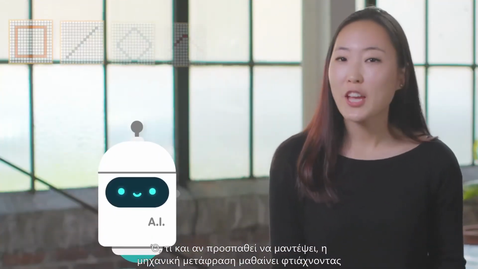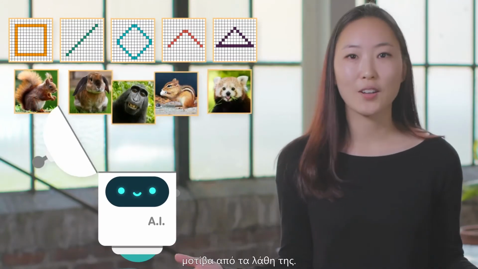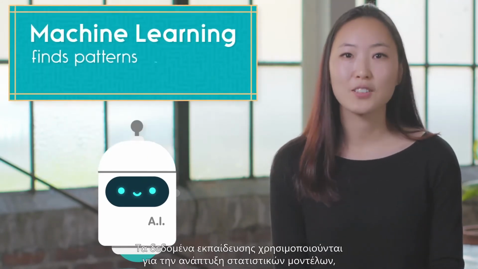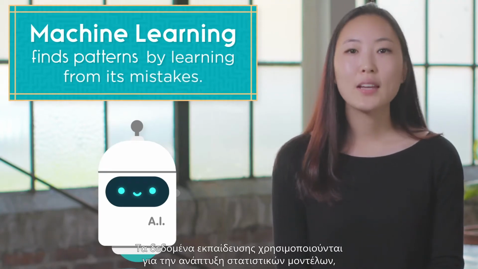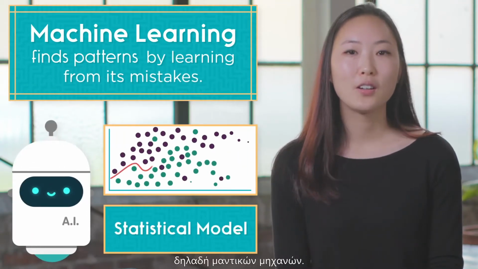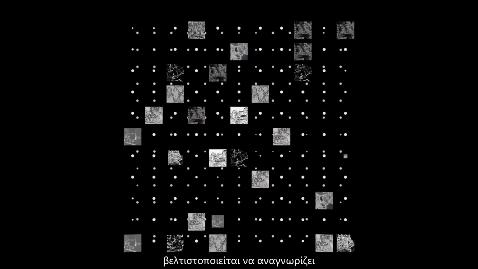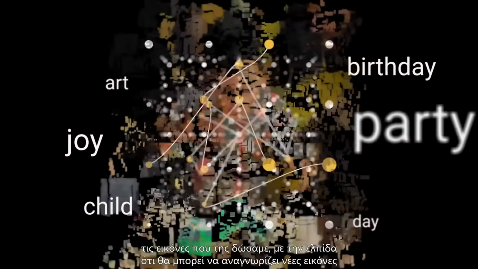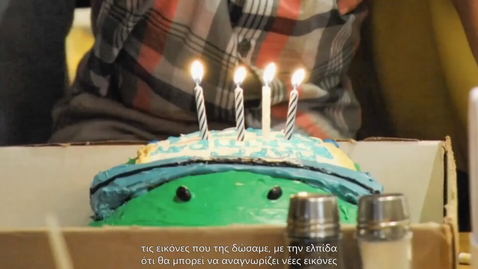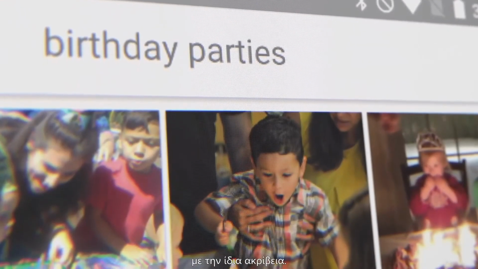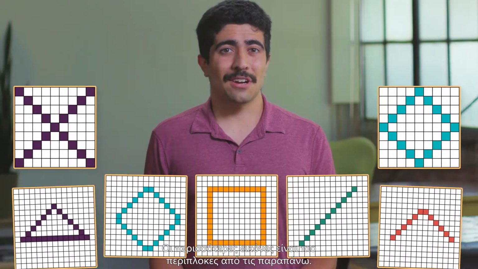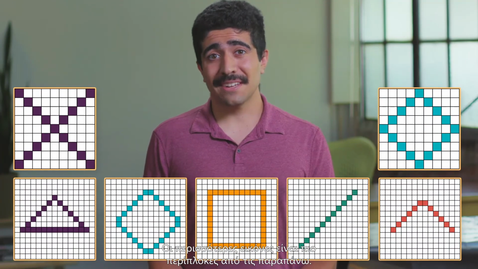Whether it's trying to guess shapes, animals, or any other category, machine learning finds patterns by learning from its mistakes. The training data is used to make a statistical model, which is just a fancy way of saying a guessing machine. When we give it training data, the guessing machine is tuned and optimized to recognize the pictures we gave it, with the hope that it will then be able to recognize new pictures with the same accuracy. It may seem easy to tell the difference between an X and an O, or to even categorize basic shapes, but most images aren't that simple.